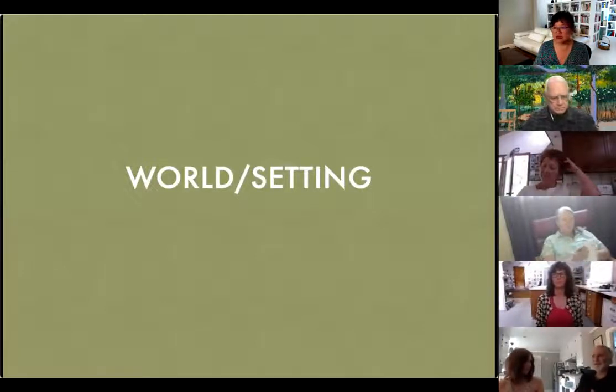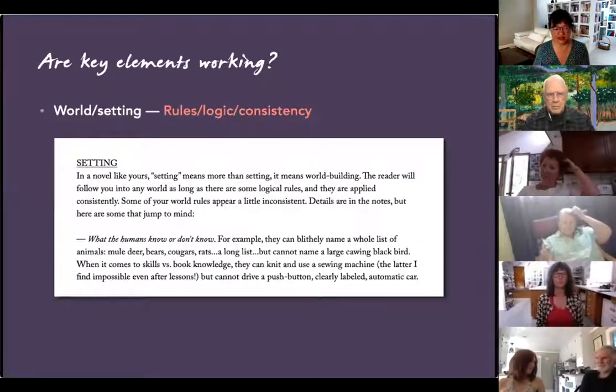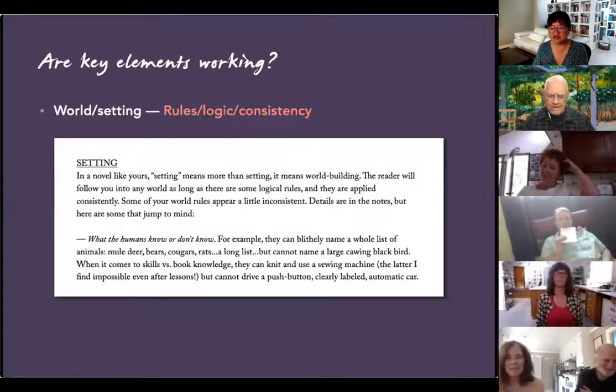And then we come to the world and setting, and every book, even a contemporary novel set in your own town, every book has a setting. So there are different reasons, different ways that you need to pay attention to it. First of all, the rules and the logic and the consistency of a world have to be absolutely consistent. So in a novel like yours, setting means more than setting, it means world building. The reader will follow you into any world as long as there are some logical rules. And you'd think this is very obvious, but it so often does not hold up. They have to be applied consistently.